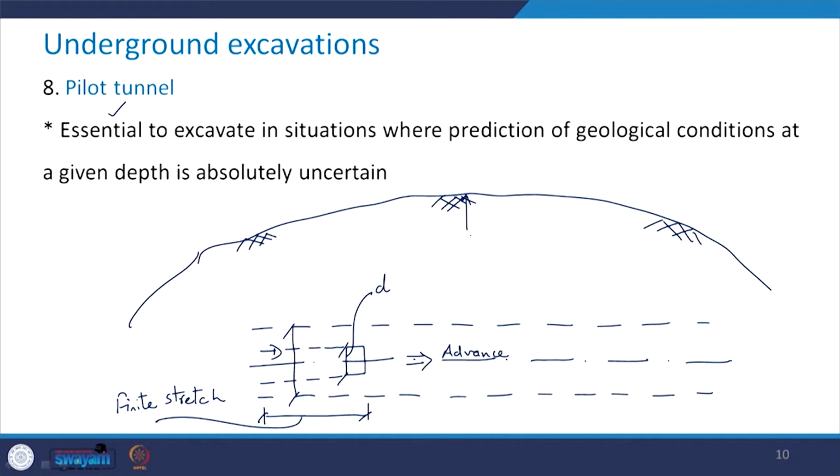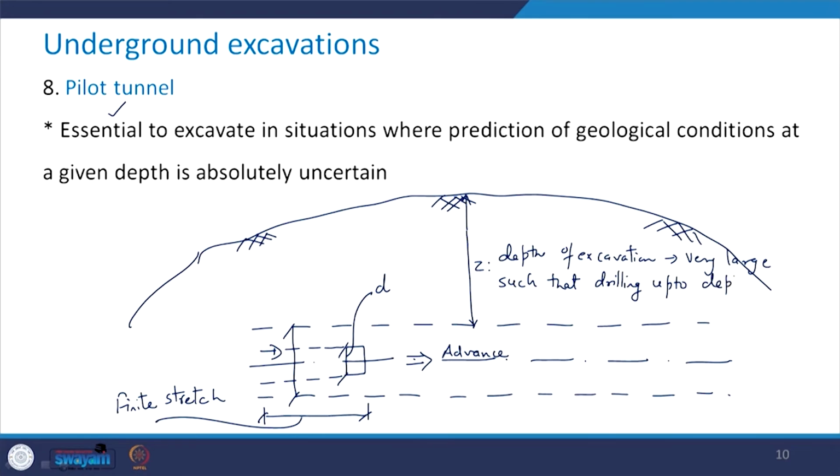This is say the depth Z, which is the depth of excavation, and this is very large such that drilling up to this depth Z is uneconomical or it is not possible.